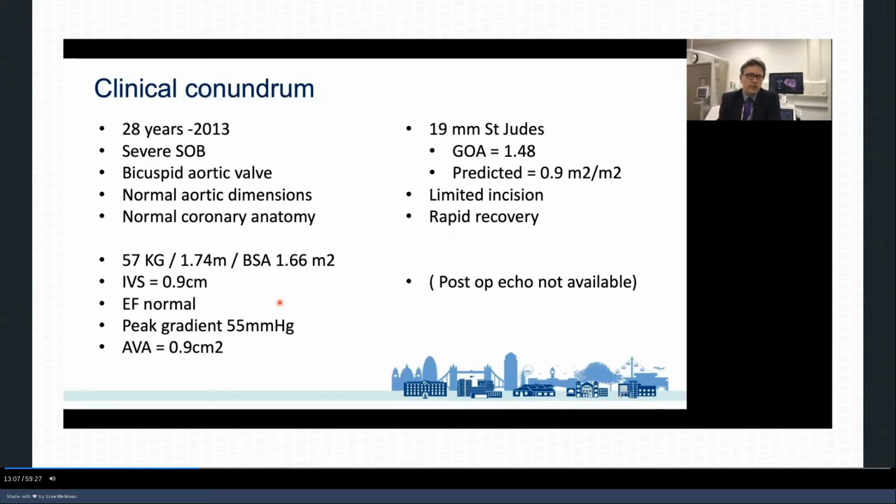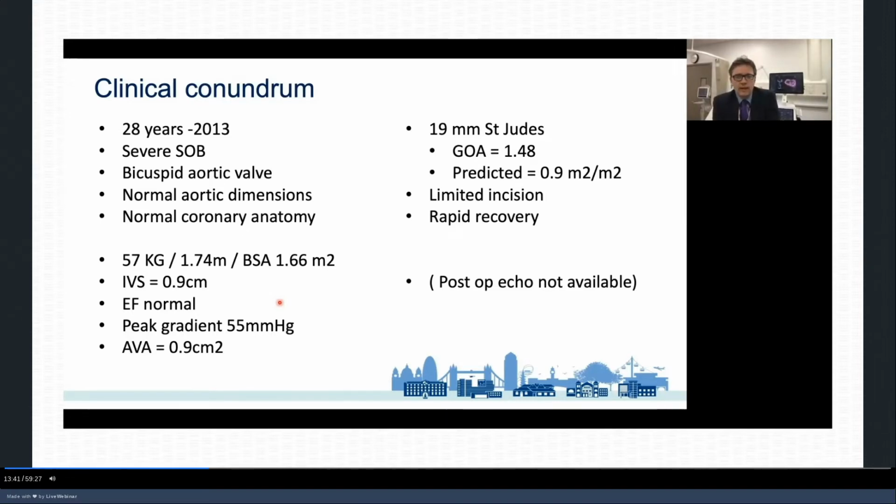His interventricular septum is 0.9 centimeters, suggesting no hypertrophy. His ejection fraction is normal. His peak gradient is 55 millimeters of mercury with an aortic valve area of 0.9. And as a result of the symptoms, he then goes forward for aortic valve surgery. Now, he has a 19 millimeters St. Jude's valve, which seems quite small, but the geometric orifice area there is 1.48 centimeters squared, and the predicted valve area per meter squared actually falls well outside of the patient prosthesis mismatch zone.